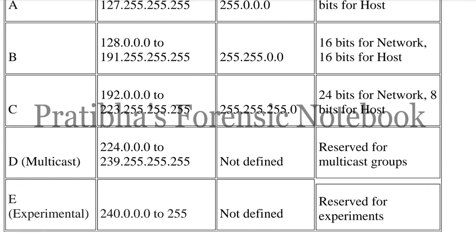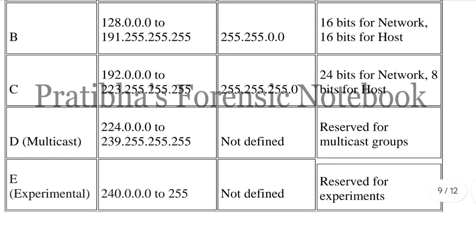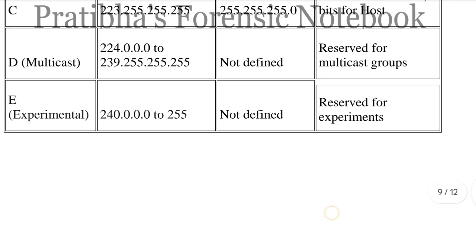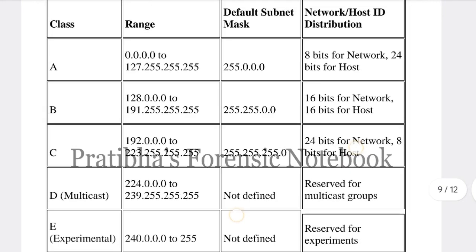Okay, so last time a question came in the examination: which is not a class of IP? They mentioned A, B, C, D, E, and F maybe. So the right answer was F, because F is not a class of IP address. So a very simple question will come, guys. Don't worry about it. Okay. So you can study this table for the range.